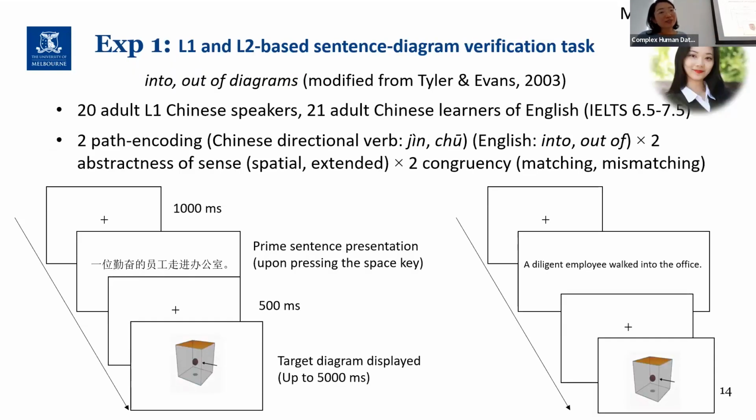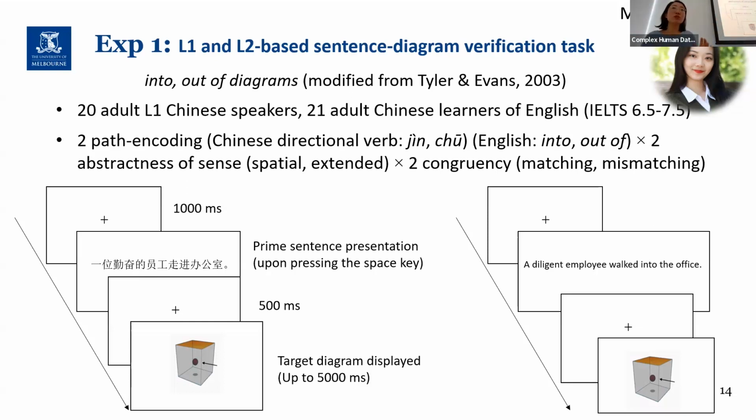So, two experiments. The first one is an offline processing task. In this task, we use a classic task paradigm in this area of research, called the sentence diagram verification task. Technically, it's called the sentence picture verification task. In this task, very simply, participants are shown a sentence, either visually or they hear it, and then they see a picture. In our case, we replace the picture with a diagram. Then they are asked to judge whether this visual stimulus matches the sentence they see or hear.